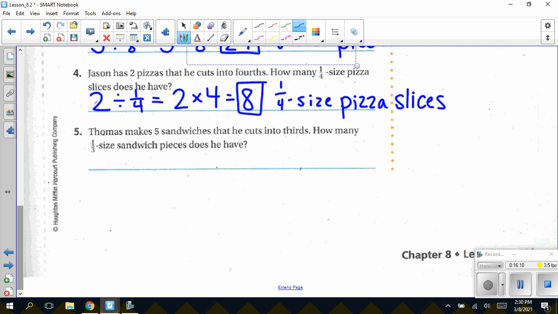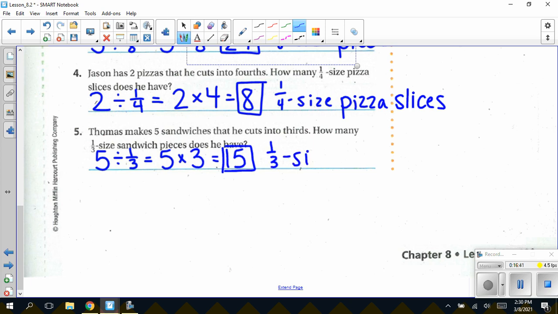Number 5, Thomas makes 5 sandwiches that he cuts into thirds. How many 1/3 size sandwich pieces does he have? So starting with the 5 sandwiches, dividing each of those sandwiches into thirds to find the number of pieces there are now. 5 times the reciprocal of 1/3, which is 3, would give me 15 of the 1/3 size sandwich pieces.